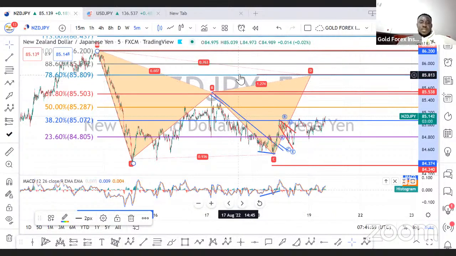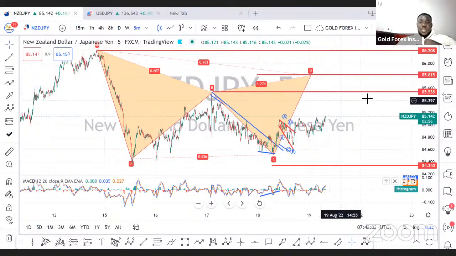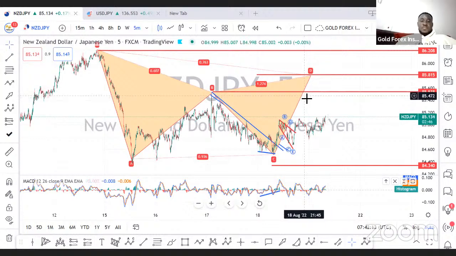You know that. So this is it. Take profit 1 is here, which will be at what, 85.538. Everything, every signal we give, there is a plan to whatever we are doing over here.